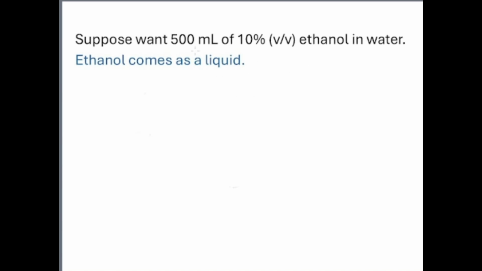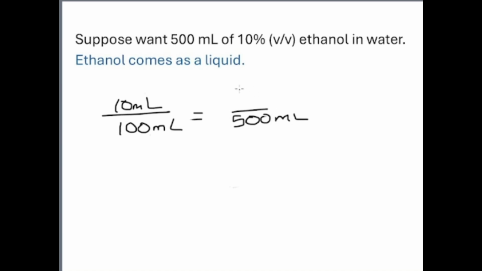Suppose that you want to make 500 mils of 10% V/V, volume over volume, ethanol and water. Ethanol is alcohol, it comes as a liquid. So we know that 10% V/V would be 10 mils of ethanol per 100 mils of water. But we want 500 mils. So how much of the ethanol do we have to measure out?